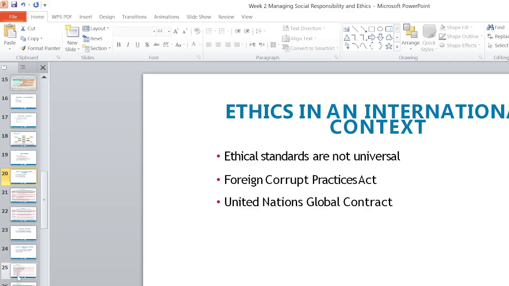We have ethics in the international context, which is basically that ethical standards are not universal. We mentioned that ethics are the set of rules and standards that determine wrong from right, but there are no standards that are universal. One organization to another can change, one place to another can change, one culture to another can change their ethical standards. And we have different acts and regulations in different countries that are monitoring these ethical standards, and from one country to another, it is different also.